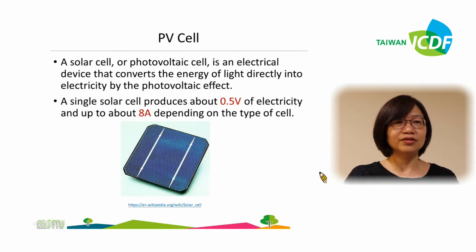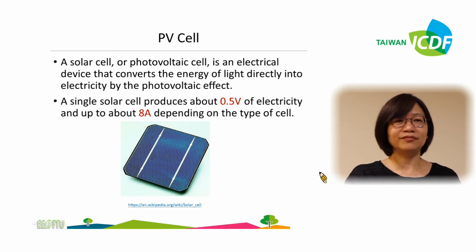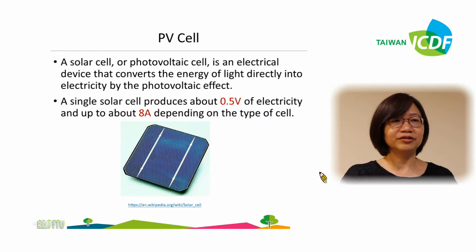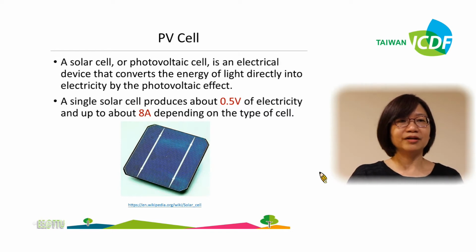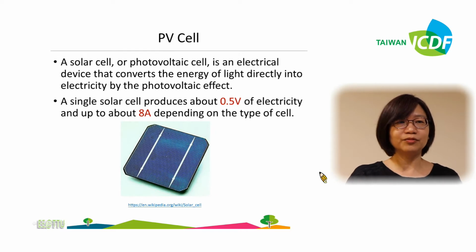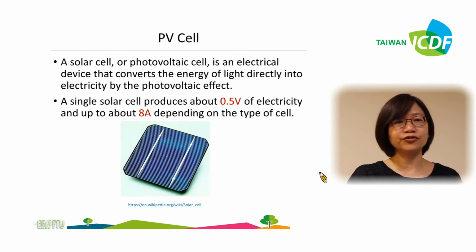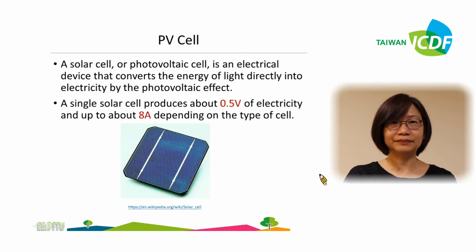A solar cell or PV cell is an electrical device that converts the energy of light directly into electricity by the photovoltaic effect. A single solar cell produces about 0.5 volt of electricity and up to about 8 amps of current, depending on the type of the cell.